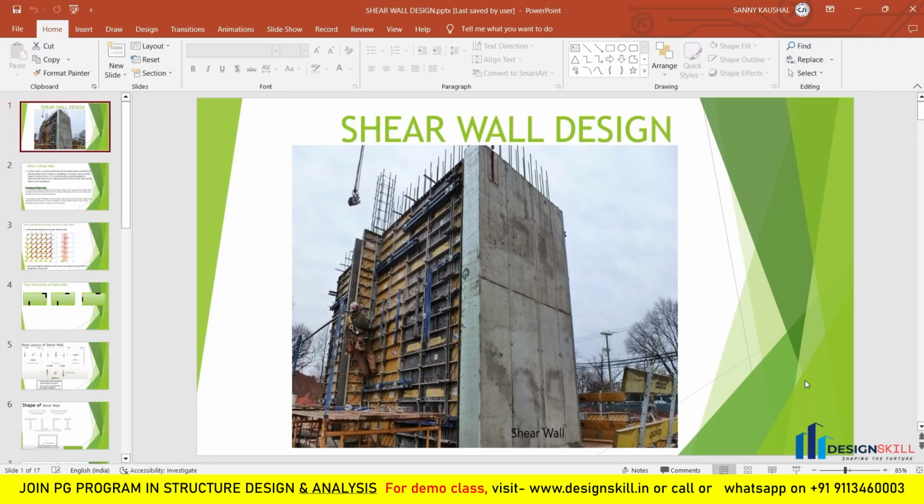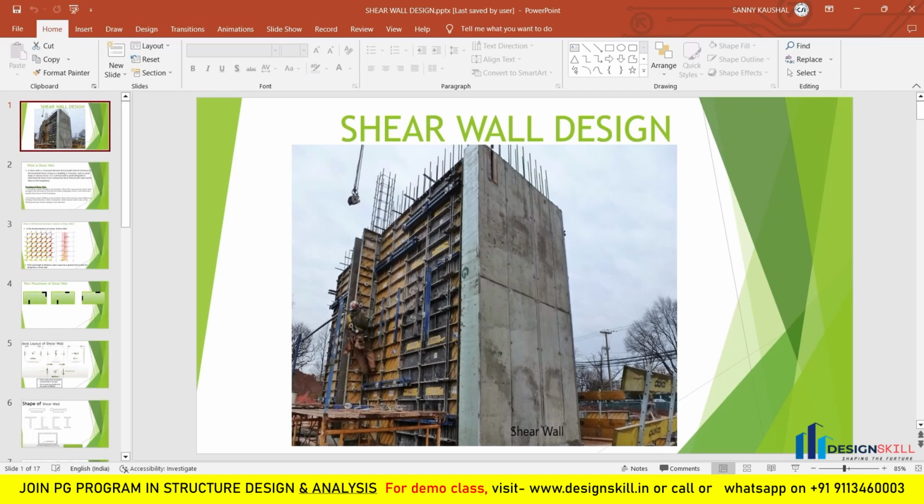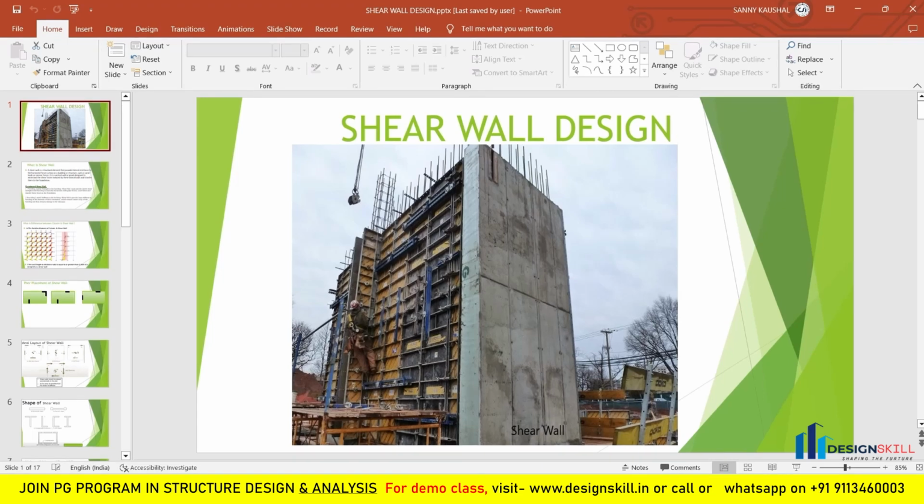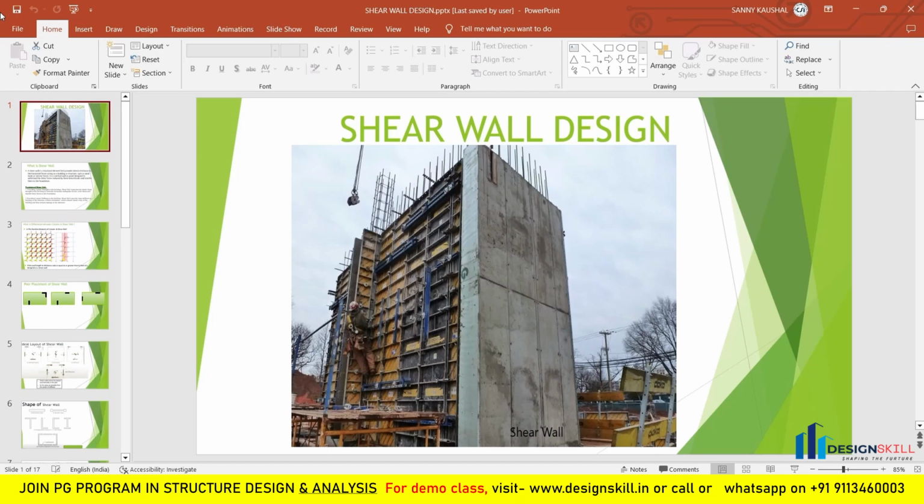In this lecture we will also look at the best locations where we can put the shear wall in our building. Also we will discuss the poor locations where it is not advisable to put the shear wall in our building. We will also discuss the different shapes of the shear wall we have. Now let us first of all start with the shear wall design definitions.